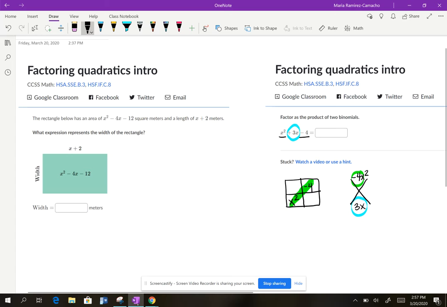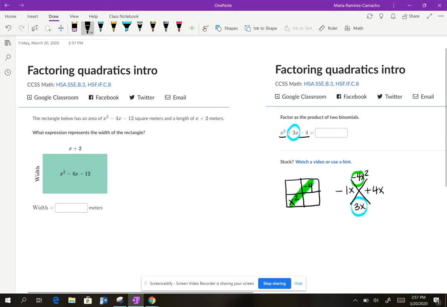If I have a negative on the top of the diamond and a positive on the bottom, that means that one of these is going to be positive and the other one is going to be negative. In this case, we're going to have -1x and positive 4x. -1x plus 4x is 3x, and then -1x times positive 4x is -4x squared.